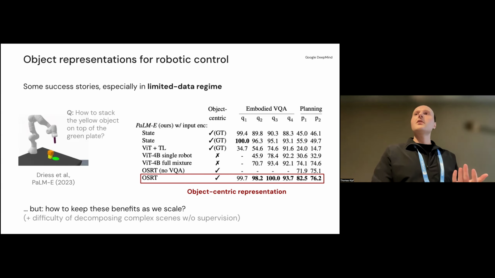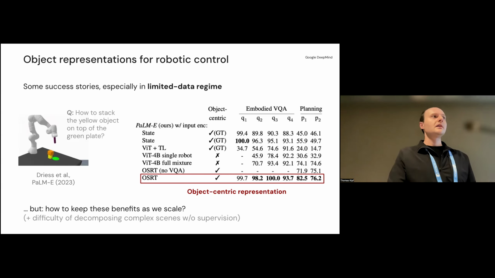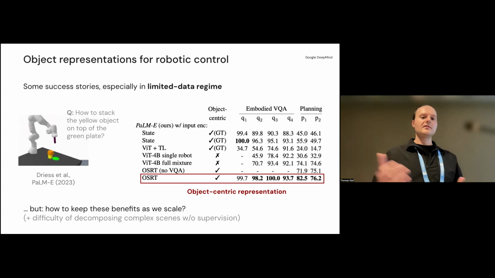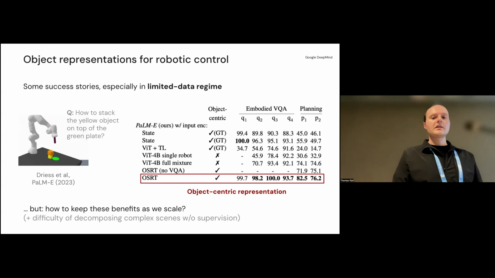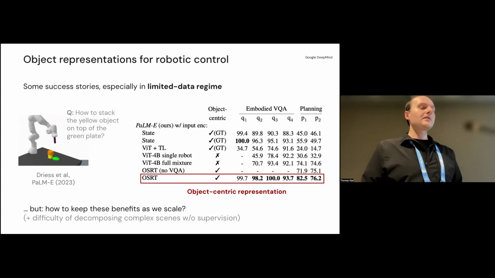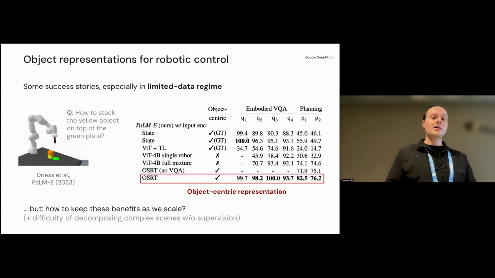And so the big question now is, how do we keep these benefits as we scale? Now of course we have massive vision language models or vision language action models that are trained on massive data sets. The question is really, do these additional object-centric models or inductive biases really make a difference here? And I don't know the answer.